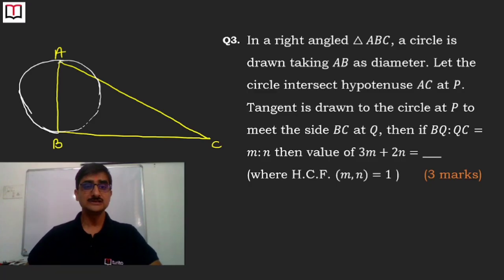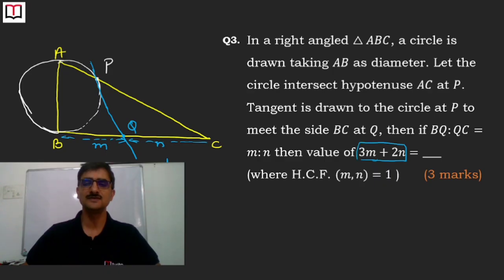The circle meets AC at P. So this is our point P. A tangent is drawn to the circle at P to meet the side BC at Q. So that's the tangent drawn to the circle at P and it meets the side BC at Q. Then BQ is to QC is M is to N. So Q divides the side BC in the ratio M is to N. We have to find the value of 3M plus 2N. Basically, we have to find in what ratio Q divides BC.